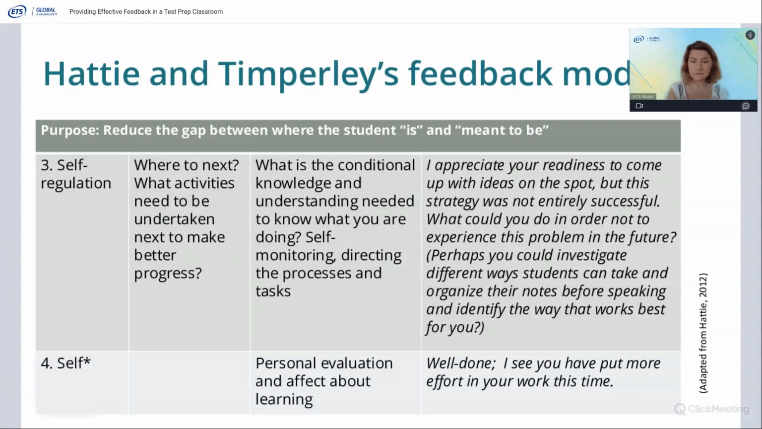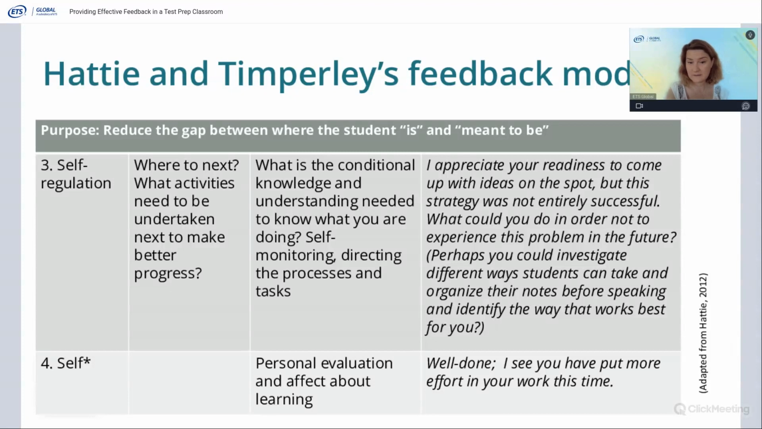So here what the example feedback could be is, I appreciate your readiness to come up with ideas on the spot, but this strategy was not entirely successful in the context, for example, of a speaking activity. What could you do in order not to experience this problem in the future? Then you would probably wait for students to self-reflect and offer a different idea on how to approach this task in the future, or how to prepare for such tasks in the future.